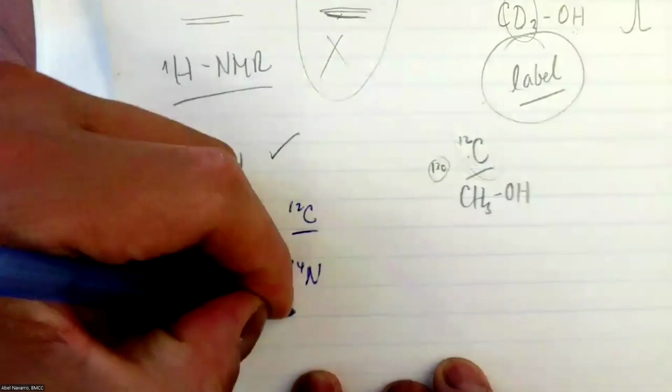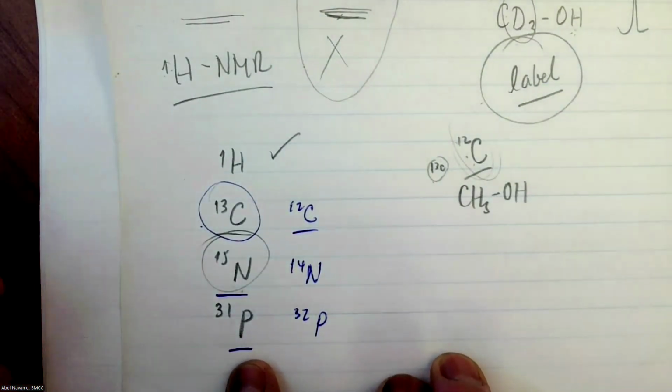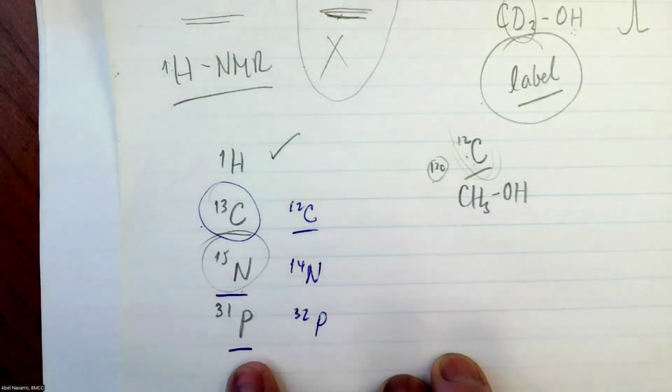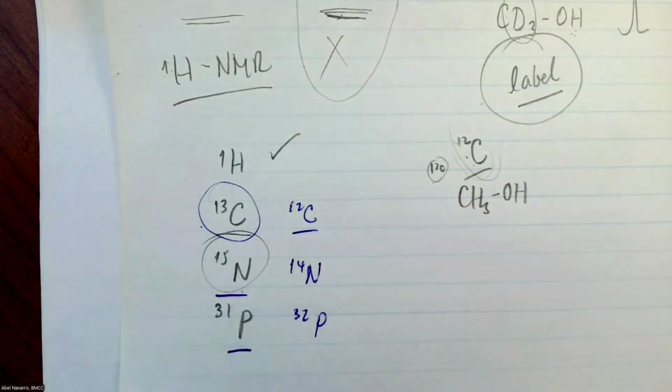Phosphorus, the same thing. The most abundant isotope of phosphorus is phosphorus 32. Phosphorus 31 is not as abundant. So you have to enrich your DNA with phosphorus 31, and then you will be able to see it.